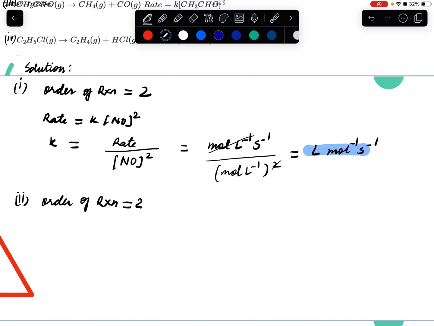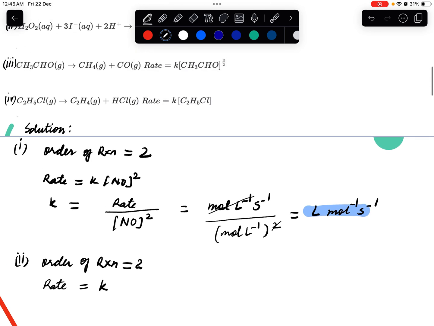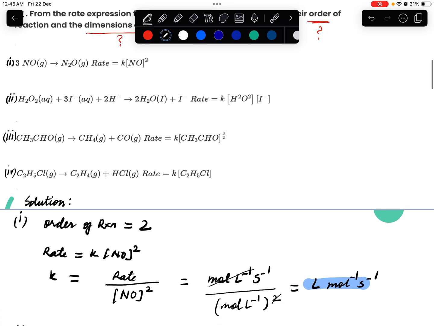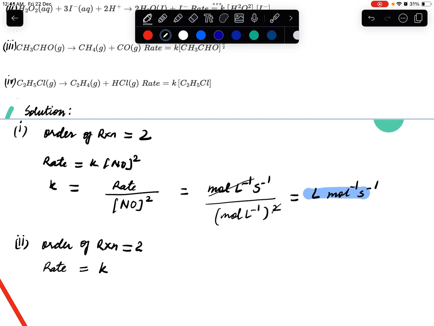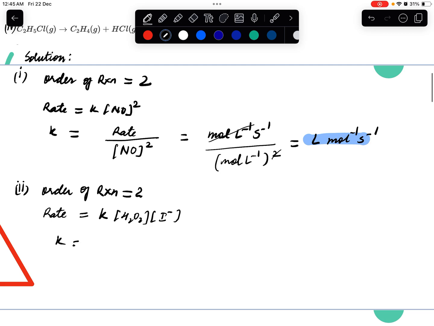So we will write down rate as given in the question. Rate is written as K, concentration of hydrogen peroxide and iodide ion. So we will write it as concentration of H2O2 and concentration of iodide ion. So the K can be written as rate divided by concentration of H2O2 and concentration of iodide ion, and we will put down the dimensions or the unit here.